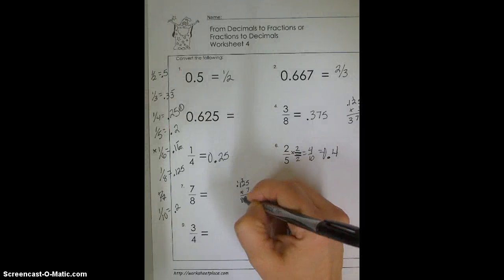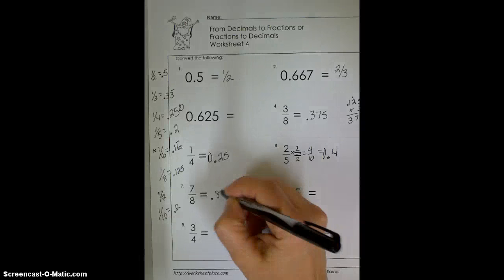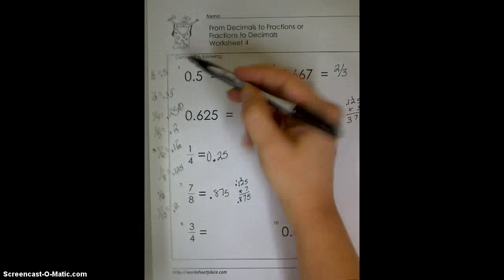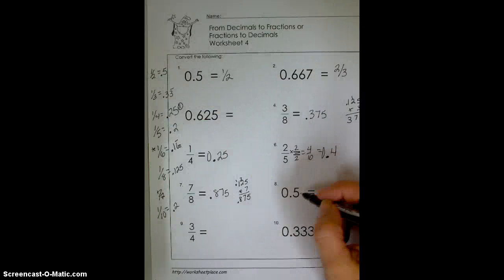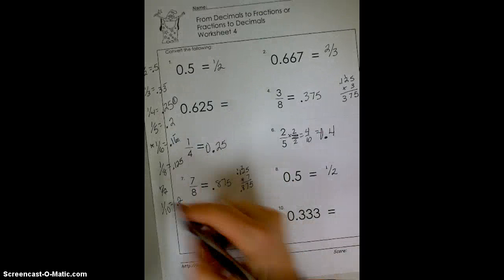I'm multiplying here. 7 times 5 is 35, carry the 3, 14, 15, 16, 17, carry my 1, and I get 0.875 for this one, 0.875. And 0.5, I can find that over here, is the same as half. Looks like number 1 actually.